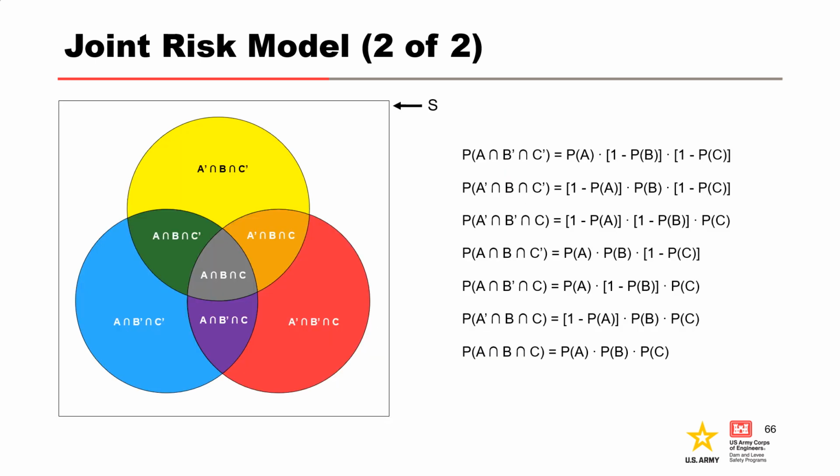For example, when there are 3 potential failure modes, 7 unique failure events must be evaluated. How to calculate the probability of each of these events is shown to the right. These probabilities can then be summed to get the total probability, the same total probability that would be calculated using De Morgan's rule.